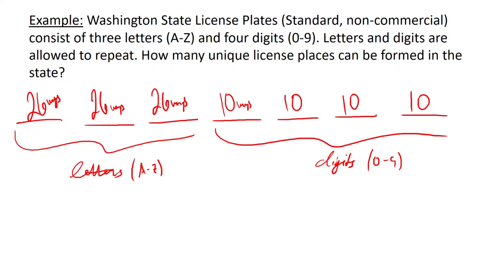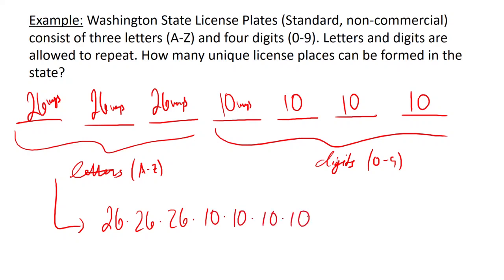In general, if you have a bunch of things that can happen and you want to see how many ways they interact, you just multiply. So the answer would be 26 times 26 times 26 times 10 times 10 times 10 times 10. What is that? It's pretty big. A few million.